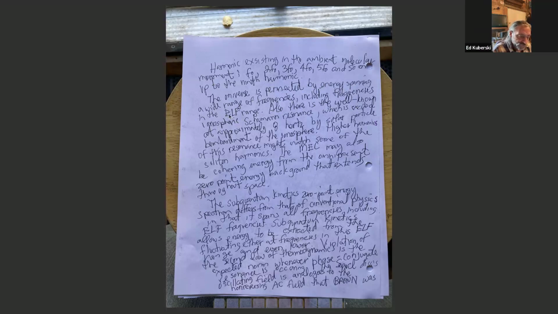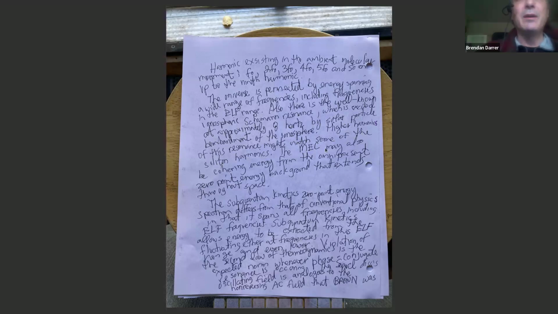Also, there is the well-known ionospheric Schumann resonance, which is excited at approximately 8 Hertz by solar particle bombardment of the ionosphere. Higher harmonics of this resonance might match some of the soliton harmonics.